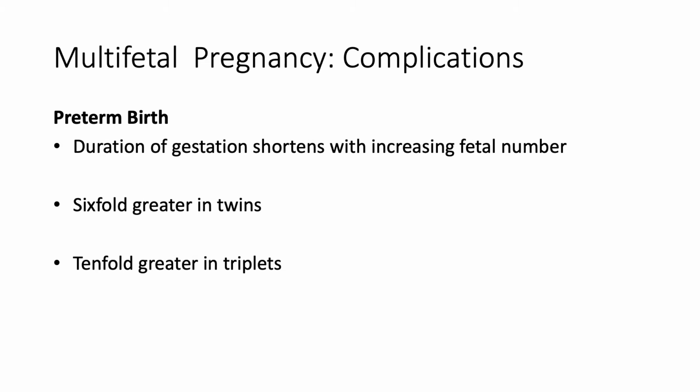Preterm birth is another common complication with multifetal gestations. The duration of gestation shortens with increasing fetal number. In twins, prematurity is sixfold greater than in singletons, while in triplets, the risk is tenfold greater.